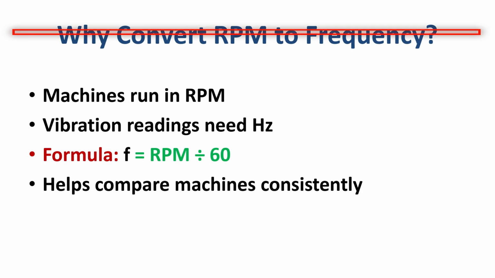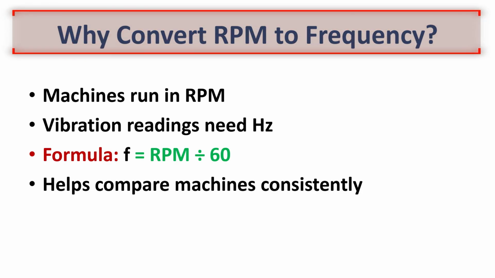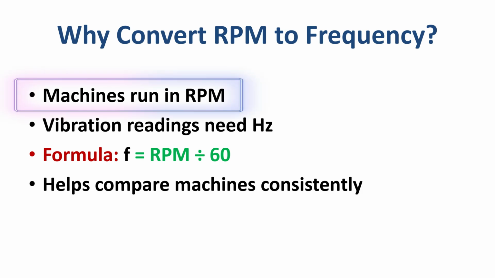Now let's start with the simple calculation, converting RPM to frequency. Machines in the industries usually have their speed mentioned on their nameplate. If you are going to monitor a motor, the nameplate already mentions the speed of the machine, or the RPM of this motor. What is this RPM? It's the revolutions per minute, or you can say rotations per minute.